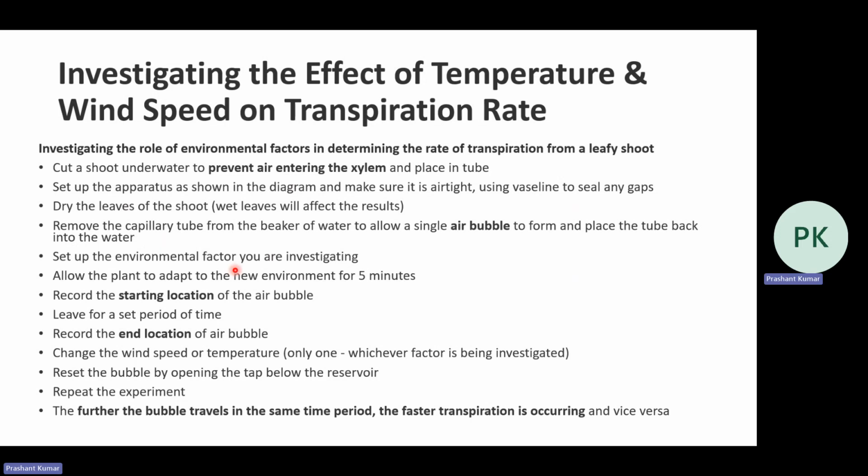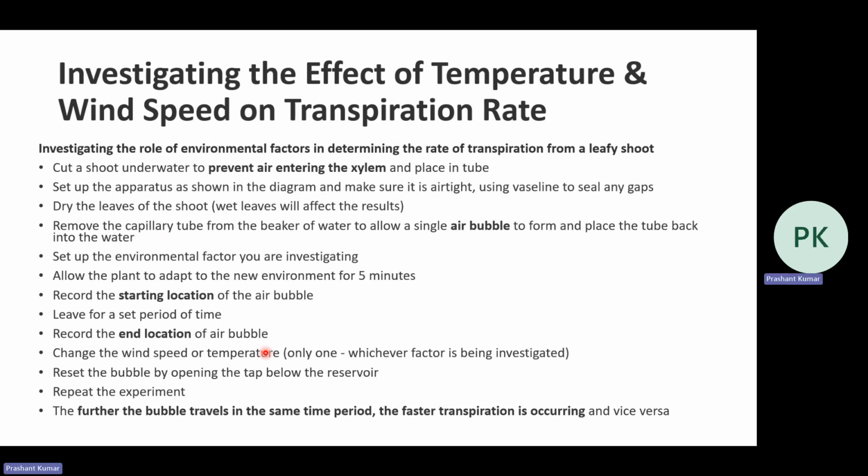Set up the environmental factor you are investigating. Allow the plant to adapt to the new condition for 5 minutes. Record the starting location of the air bubble. Leave for a set period of time. Record the end location of the air bubble, and then you can find the change with wind speed or temperature.